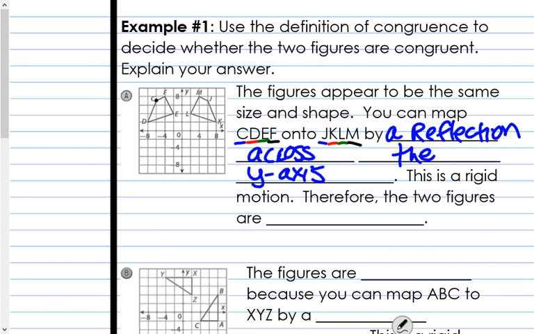C maps right onto J. D maps right onto K. Four to the left of the line of reflection, 4 to the right of the line of reflection. E maps right onto L. And then F maps right onto M. They're equal distances away from the line of reflection. Since a reflection is a rigid motion, therefore the two figures are congruent.